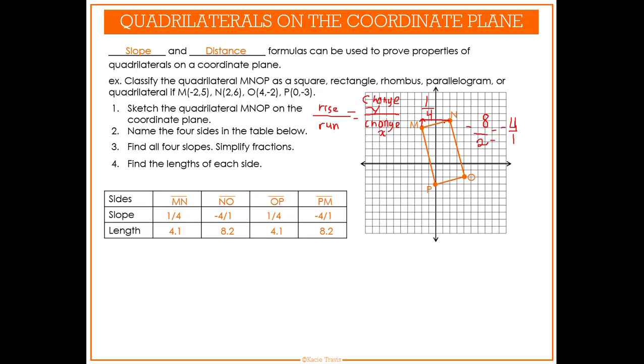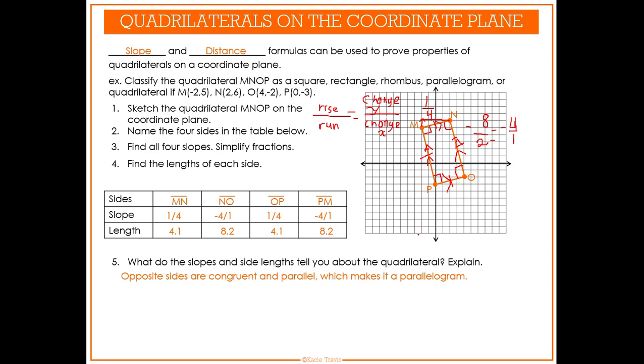So, what that means is there is a right angle here. There's also another one right here, and right here, and right here. I also found that this side here and here are the same in length, as are these two here and here. And then finally, we got a set of parallel lines. Quite a lot of information. Now, number 5. What do the slopes tell you about the lengths in this quadrilateral? Our opposite sides are congruent and parallel, which makes it a parallelogram.